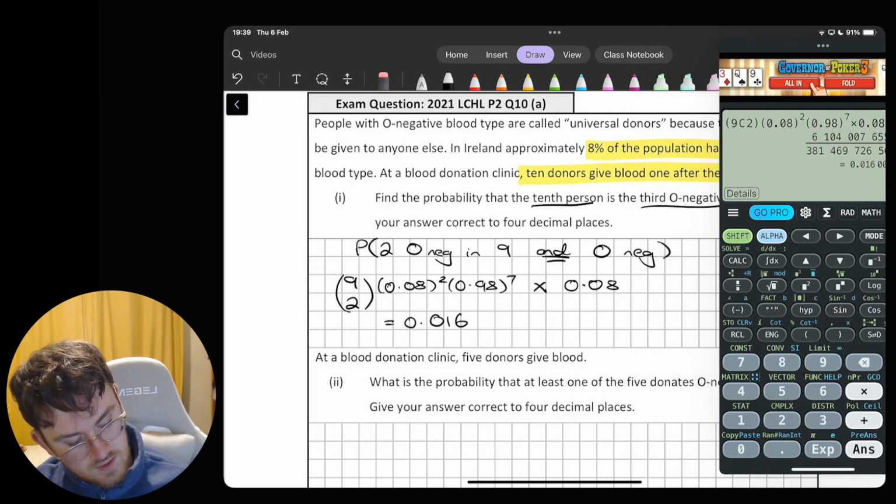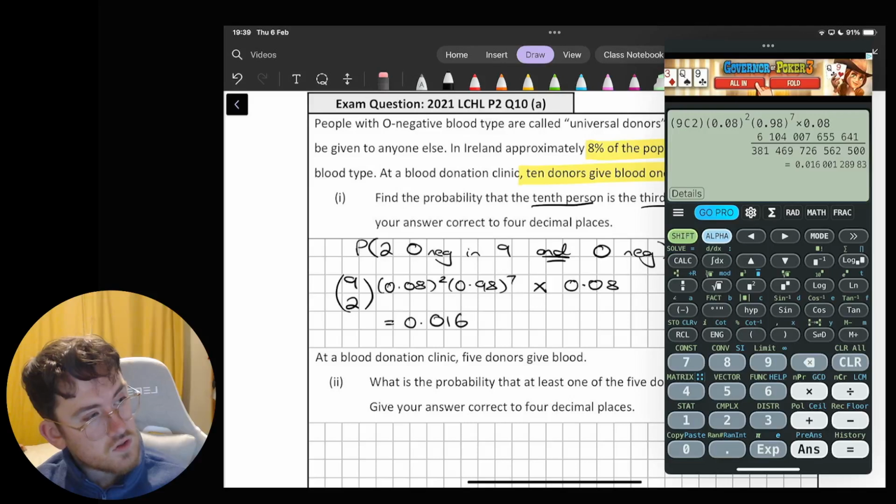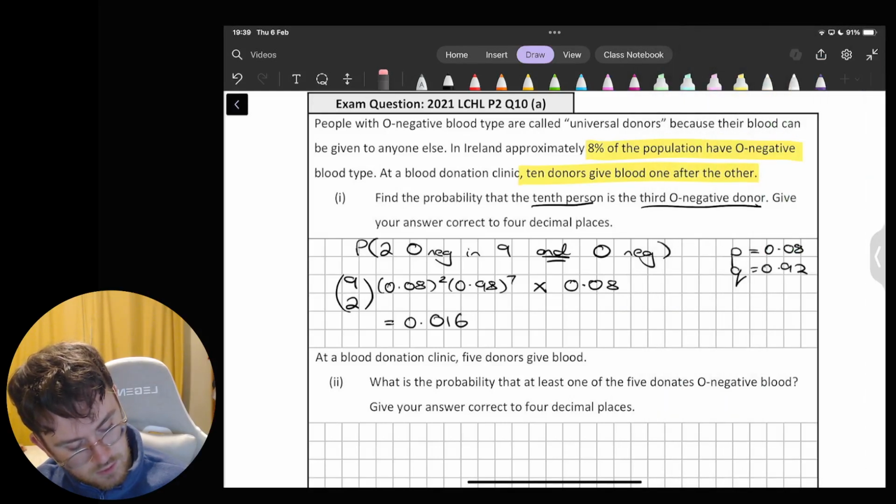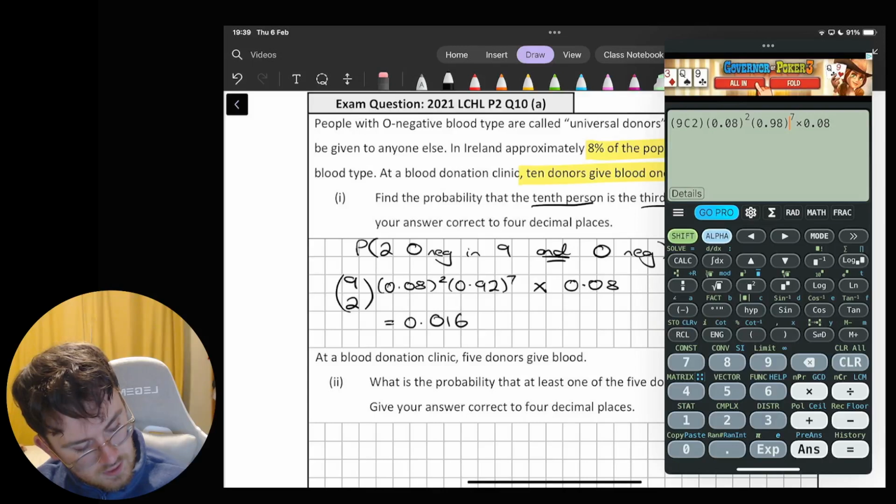0.016. Let me see, sorry, I think I've typed in something incorrectly here. 0.92, excuse me. I mistyped my probability of failure here. So let's adjust that one. There we go. Perfect. That seems a bit better.